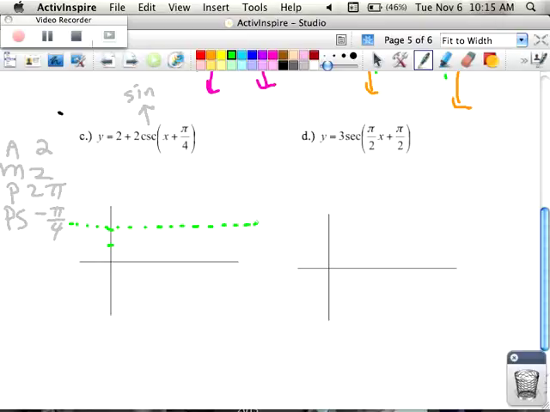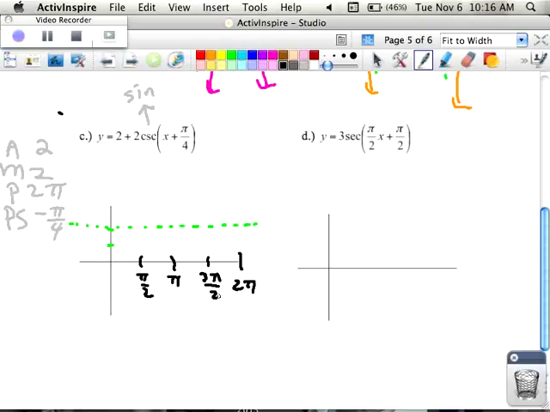And then, normally, my period is 2 pi, and it didn't change. So if I were marking this up, I would have put 2 pi here, pi over 2, and 3 pi over 2. But there's a problem, right? The problem is my graph has been shifted to the left, pi over 4.